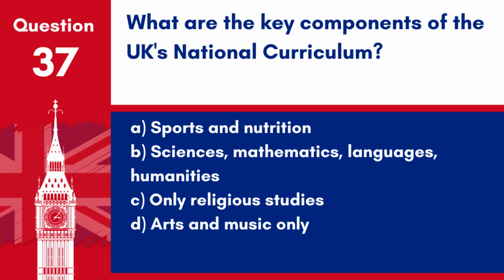Question 37. What are the key components of the UK's national curriculum? A. Sports and nutrition. B. Sciences, mathematics, languages, humanities. C. Only religious studies. D. Arts and music only. Answer: B. Sciences, mathematics, languages, humanities. The national curriculum of the UK includes core subjects like sciences, mathematics, languages, and humanities, ensuring a broad and balanced education.